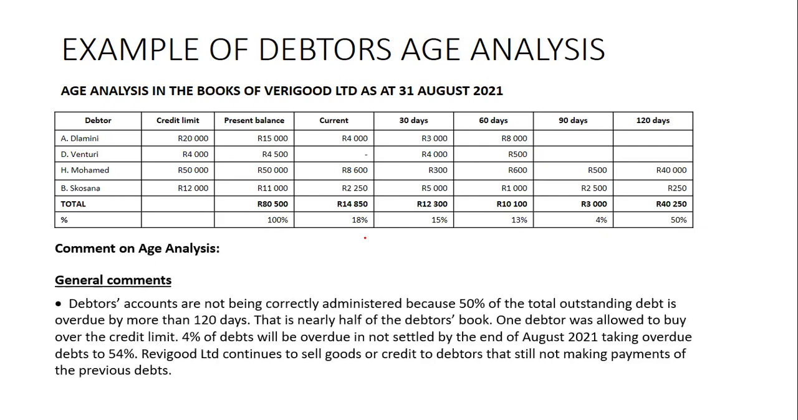The general comment is that the debtors accounts are not correctly administered because 50% of the total outstanding debt is overdue by more than 120 days. That is nearly half of the debtors book. One debtor was allowed to buy over the credit limit, and I did specify who that debtor is. It was, if I'm not mistaken, let me just check quickly, Definitions. 4% of debts will be overdue, and if not settled by the end of August, they will simply be overdue, and the overdue amount will amount to 54% at the end of August.